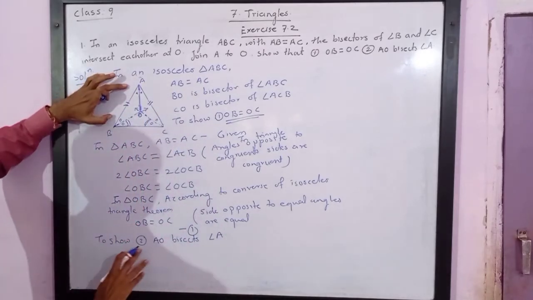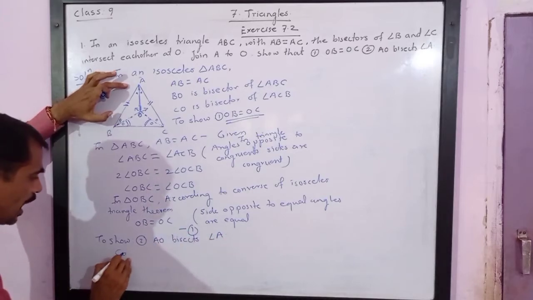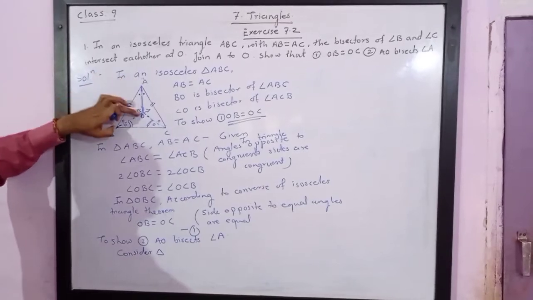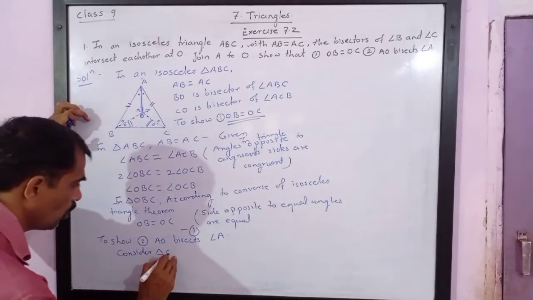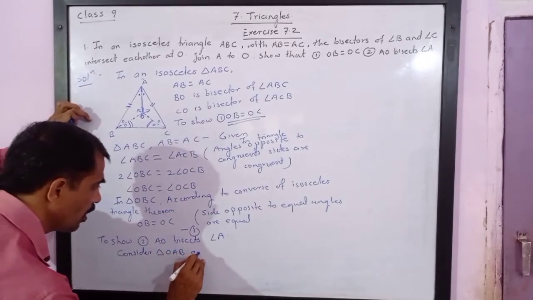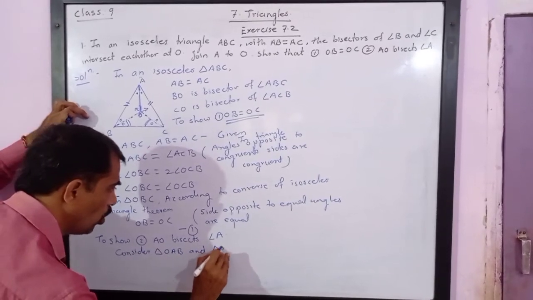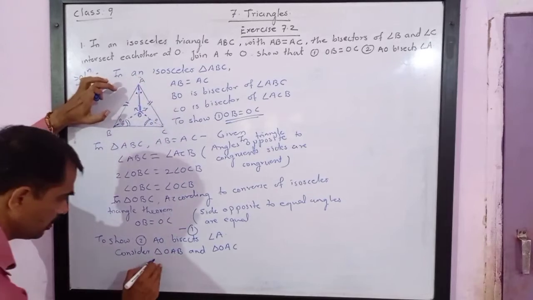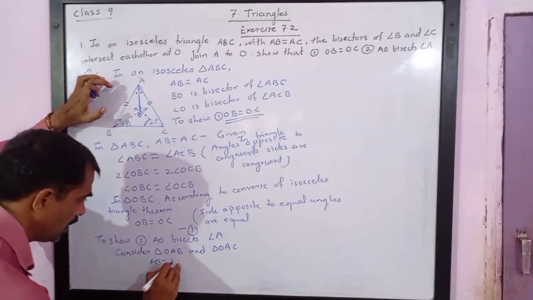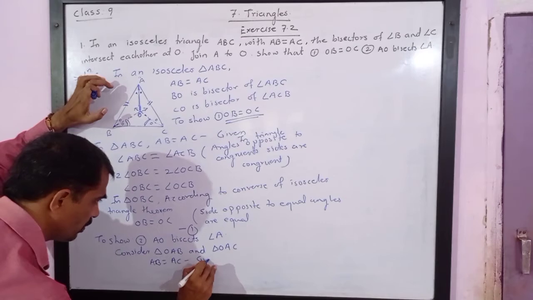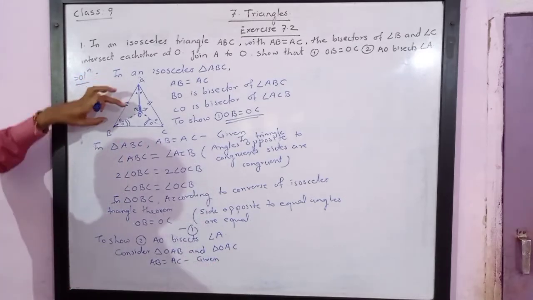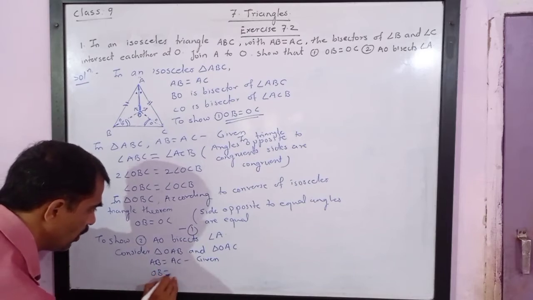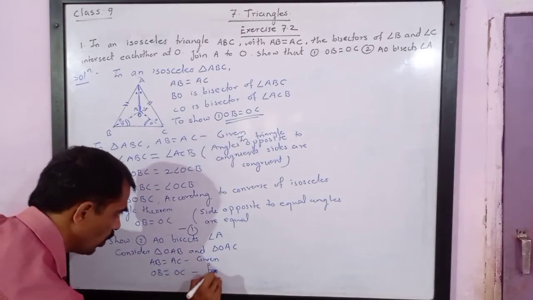In order to prove this, consider triangle OAB and triangle OAC. In this, AB is equal to AC. This is given to us. Then OB is equal to OC. We have just written OB is equal to OC from equation 1.